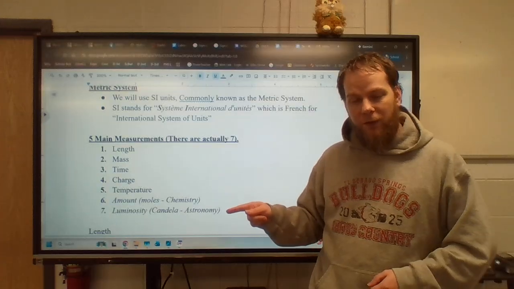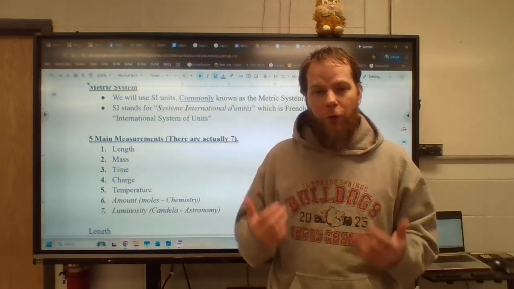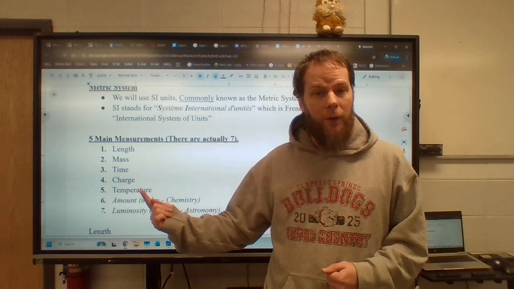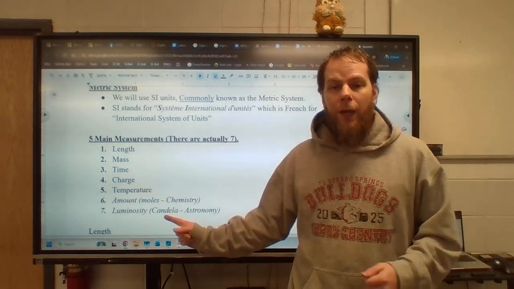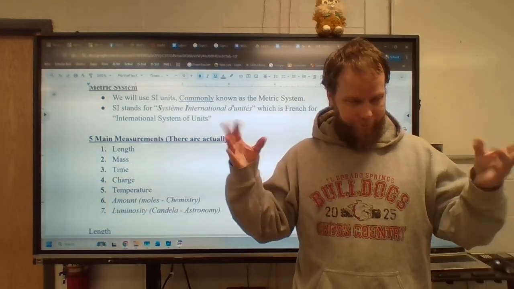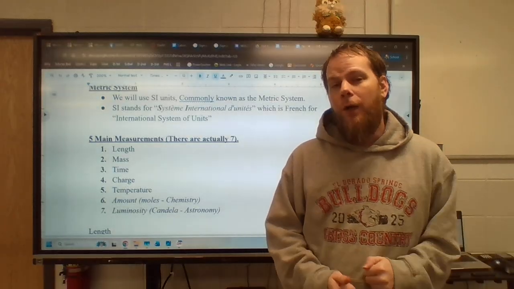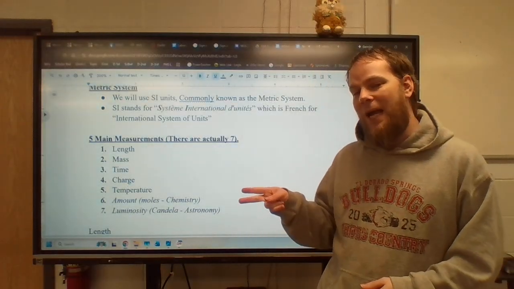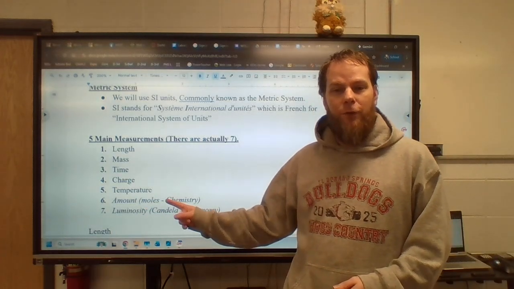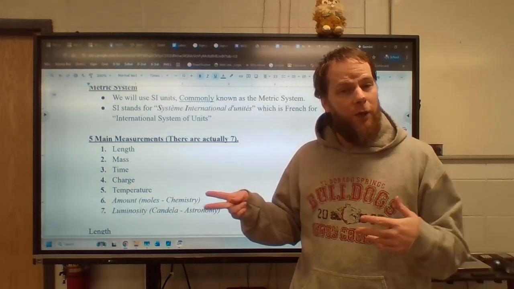And then luminosity. Now, chemical amount is chemistry only, and that is called the mole. You should highlight mole or moles here, because that is the unit for chemical amount. You need to know that. Luminosity is measured in candela, and that is an astronomy thing. We don't really use that anywhere other than astrophysics to talk about luminosity. So we're not going to do anything with these 2 other than saying, hey, chemical amount is measured in moles, and luminosity is measured in candela. And that's it.